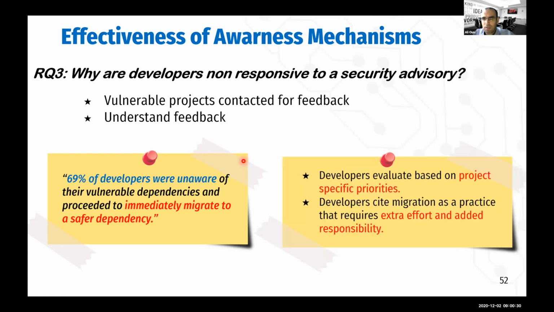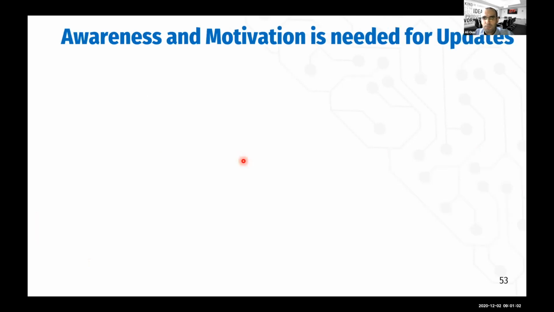And more importantly, we found that developers indicate that they did not update because they have other priorities in the project. So updating the library is not a priority for them. They are busy implementing new features or doing other stuff, and the library is not something important for them. So this is based on the interviews with developers. And then we found that updating libraries, developers indicate, requires extra effort and an added responsibility that they do not want to take.